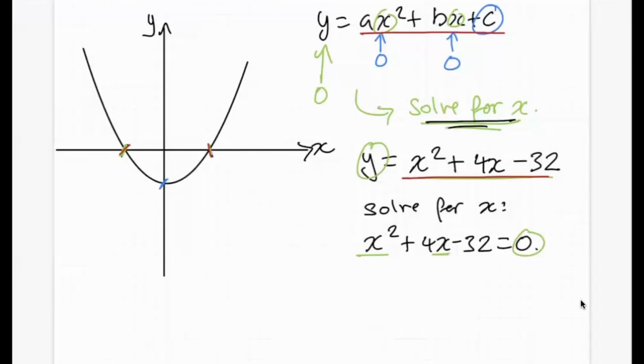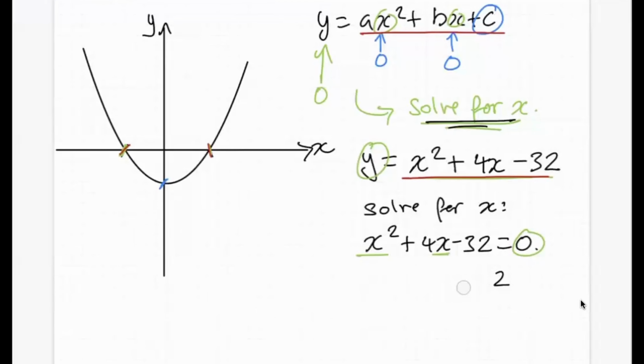So we basically can't do the same rearranging trick, because if we try to do that here, we'd be left with x squared plus 4x equals 32. Fine, but now you have x in two places. How are you going to solve for that?